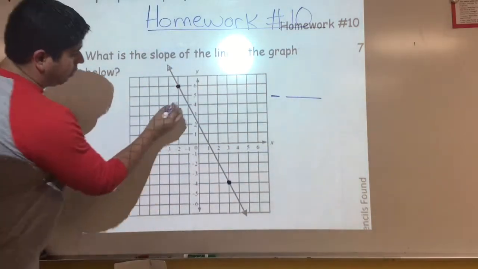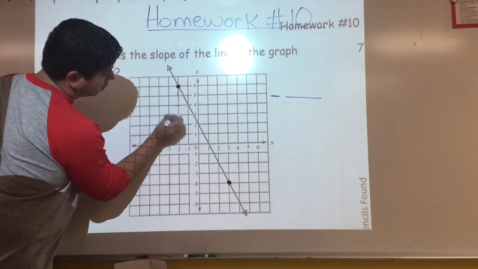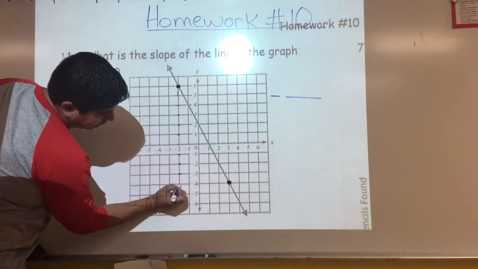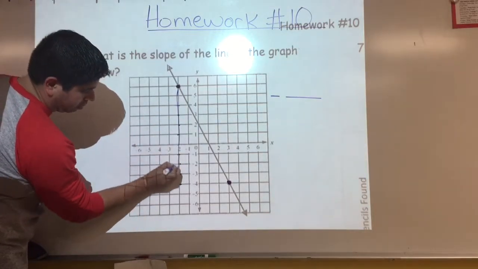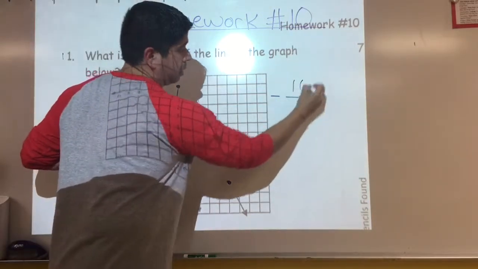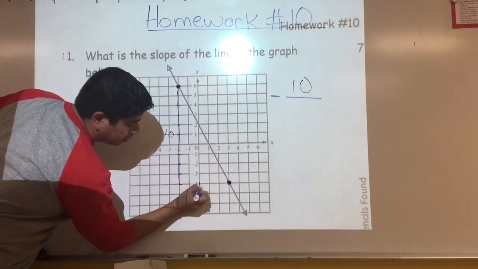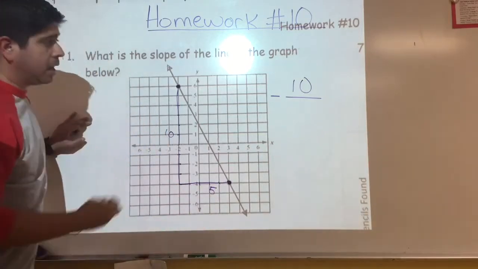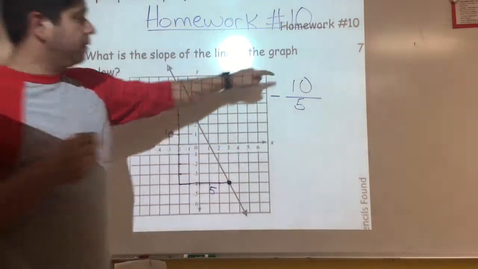So I go down, I count my lines, 1, 2, 3, 4, 5, 6, 7, 8, 9, 10. I go down 10. I'm drawing my right triangle, going down to that point. That's 10. What I get here goes as my numerator. Then I just count going to the right. 1, 2, 3, 4, 5. So that 5 goes here as my denominator. So now I have negative 10 over 5.